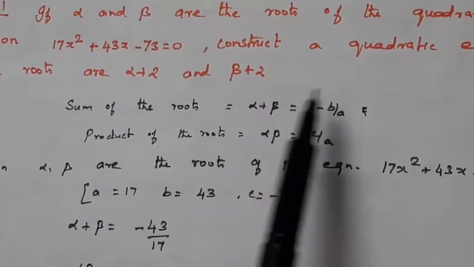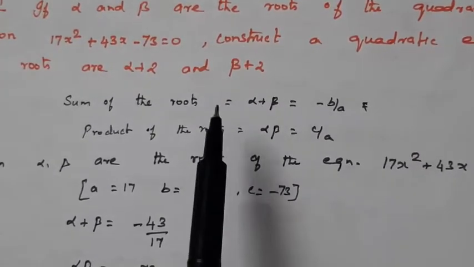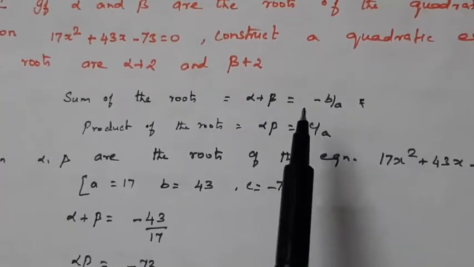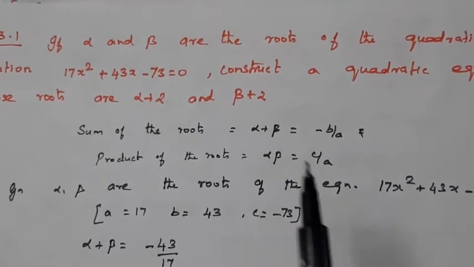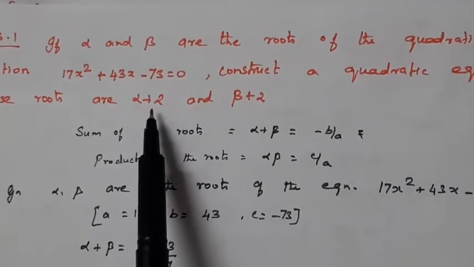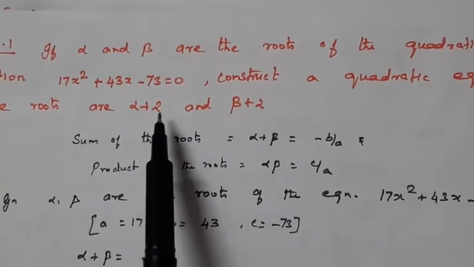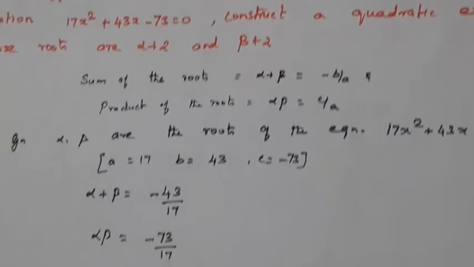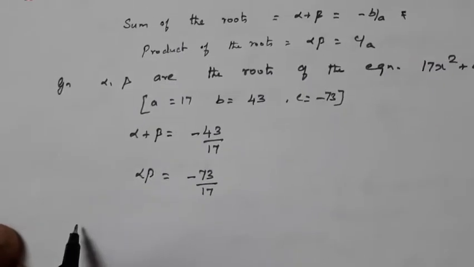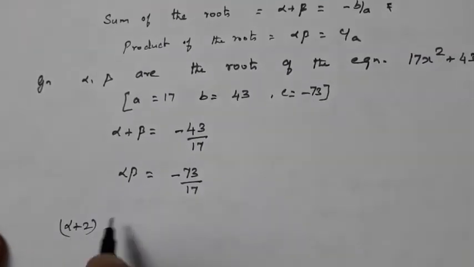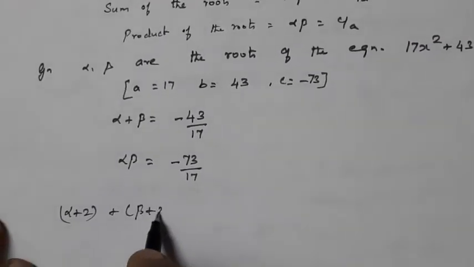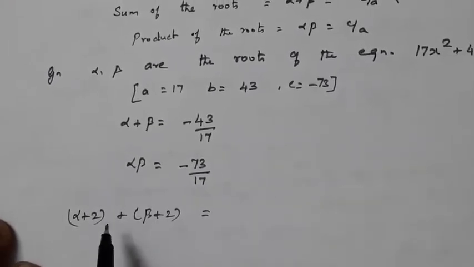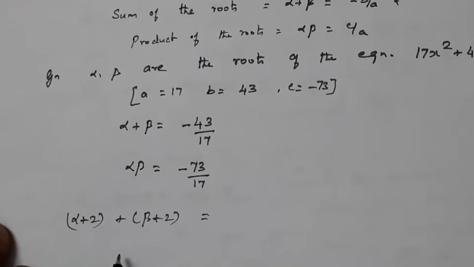Given the roots, what is the way to construct an equation? First of all, you have to find out sigma 1, that is the sum of the roots, and then you have to find out sigma 2, the product of the roots. Here the roots are alpha plus 2 and beta plus 2. So, what is sigma 1? The sum of these two roots, alpha plus 2 and beta plus 2. So, first let us find out alpha plus 2 then plus beta plus 2, okay. To get the equation whose roots are alpha plus 2 and beta plus 2, first of all you have to find its sum and its product.